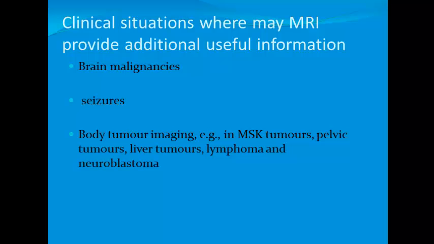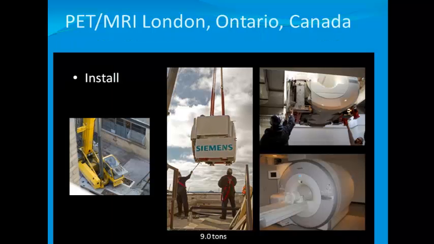So clinical situations where MRI may provide additional useful information would be in brain malignancies, seizures, and also body tumor imaging, where, for example, MSK tumors, pelvic tumors, liver tumors, lymphoma, and neuroblastoma.